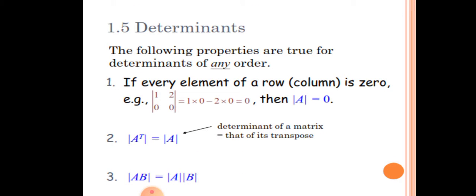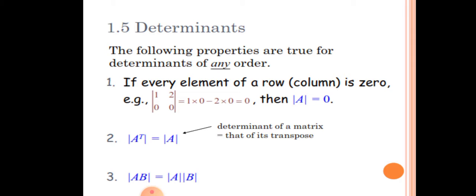Next, the properties of determinants. If every element of a row or column is 0, then the determinant is 0. Here only one row is 0, so we get the value 0 for the determinant. Easily you can find out: if they ask you to find the value of a determinant, just check the values. If any column or row is all 0, obviously the answer will be 0. That is the property given for the determinant.